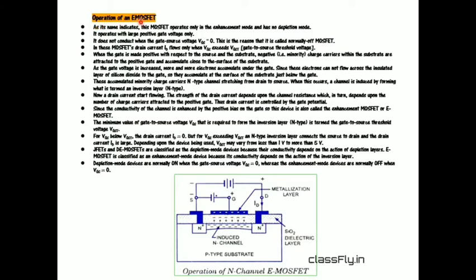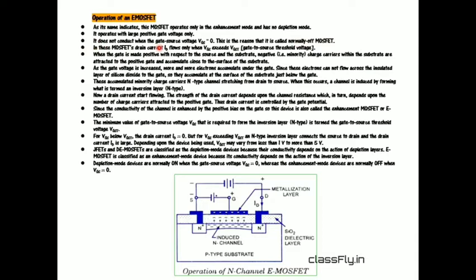As its name says, this MOSFET operates only in the enhancement mode. So there is only the enhancement mode and no depletion mode, and it operates with a large positive gate voltage only. This is the gate voltage which is given with the supply, that means with the source, and it is a very high positive one. It does not conduct when the gate source voltage VGS is equal to 0. When VGS is equal to 0, it is off, and that is the reason it is normally called a normally off MOSFET.